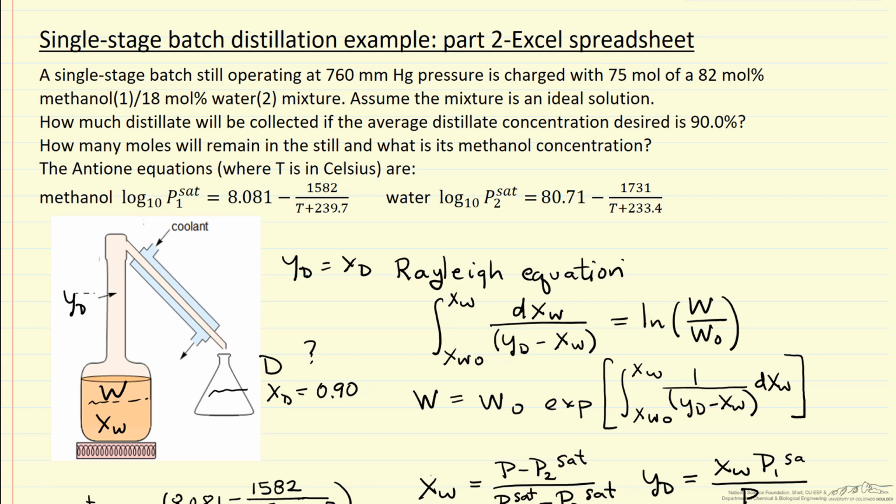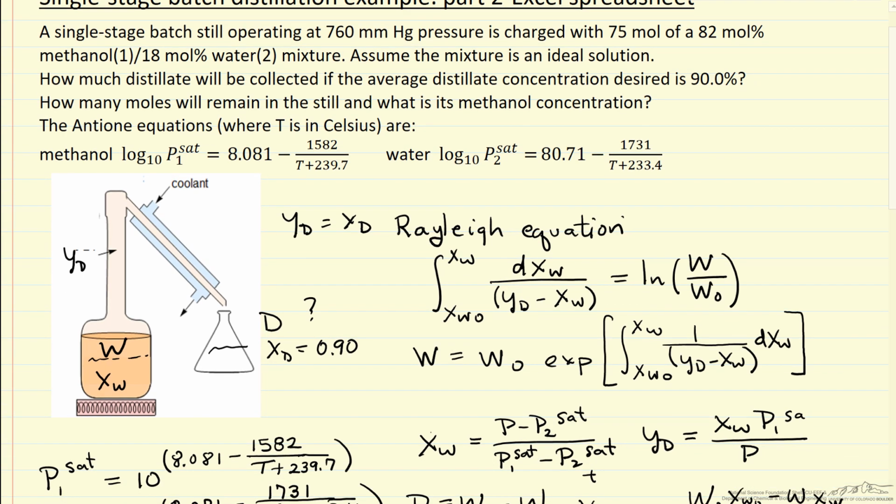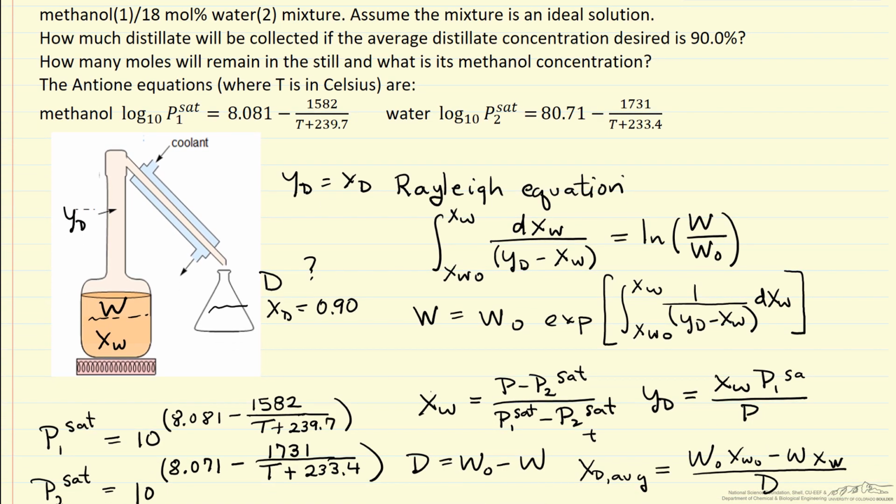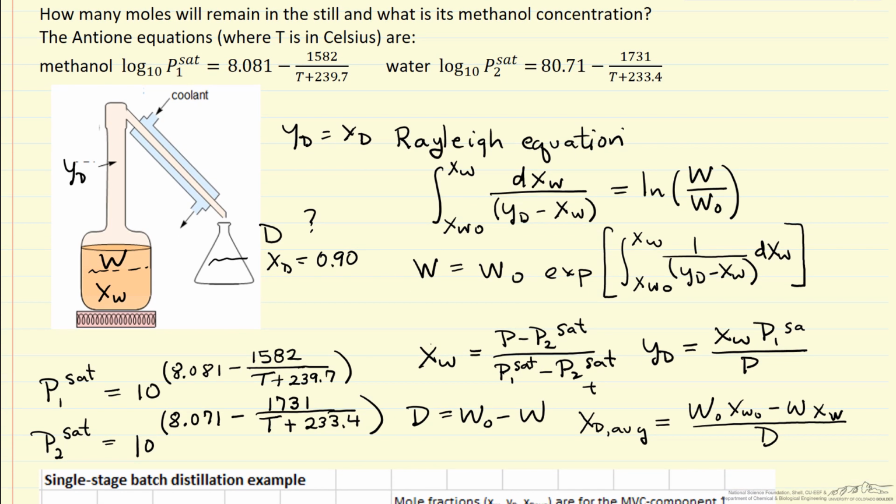This is part 2 of an example problem for a single stage batch distillation. In the first part I went through the details of the problem statement and then the equations and a diagram of the system here. The equations that we're going to use are repeated here, and what I want to concentrate on is the approach to solve these equations using a spreadsheet.